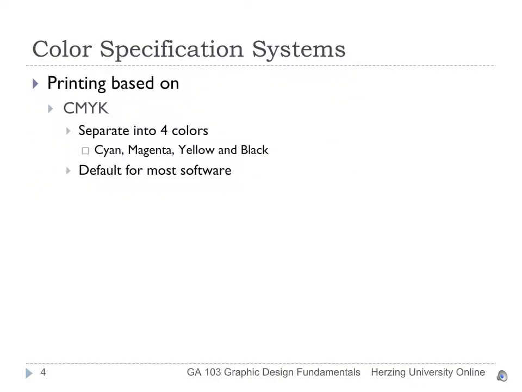There are two color specification systems used in design, CMYK and RGB. We just discussed the RGB color space. CMYK is used in printing and consists of cyan, magenta, yellow, and black. This is the color mode of our desktop printers and the default setting for most software.